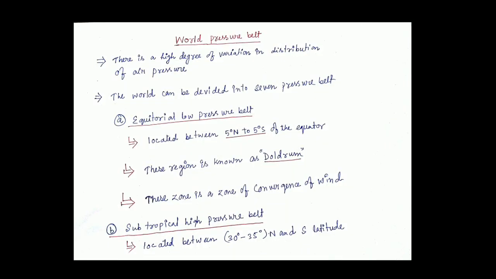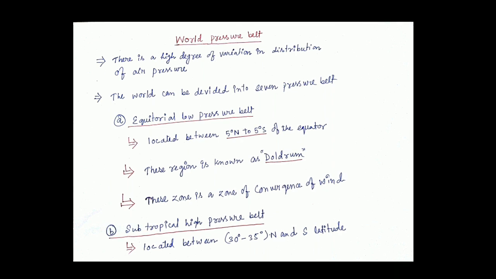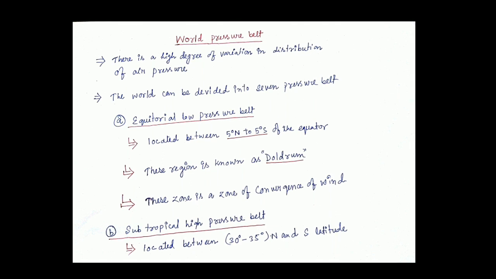Hello everyone. Today in this lesson, I'm going to discuss one important topic of physical geography, that is world wind and pressure belt. There is a high degree of variation in the distribution of air pressure throughout the world, and based on that, the whole world can be divided into seven pressure belts.